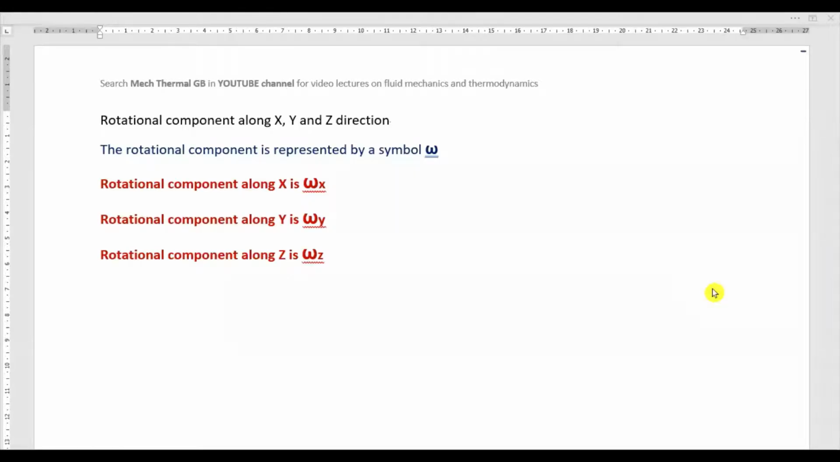Hello friends. In today's class, we will discuss one more topic of fluid kinematics, that is the rotational component. In the previous video lectures, we discussed the types of velocity potential function, the formulas, how to solve numericals on velocity potential function phi, and the definition. We also discussed how to write the equation: the negative derivative of phi with respect to x gives the velocity component u in that particular direction.